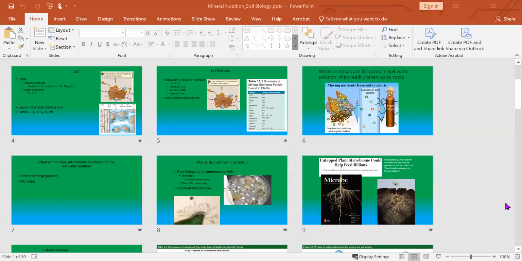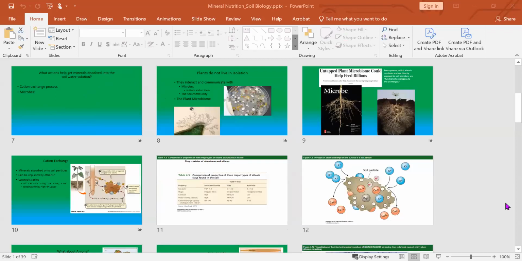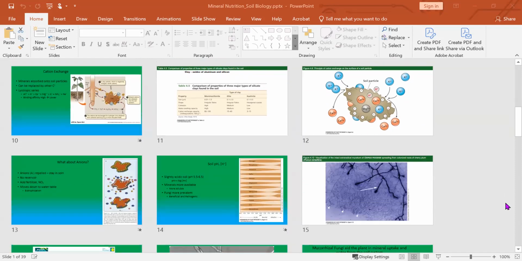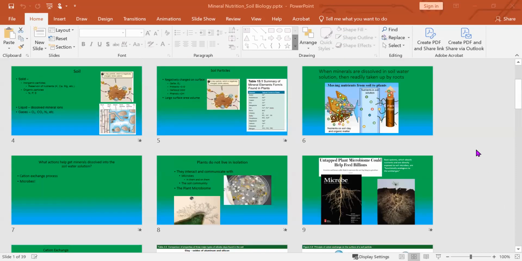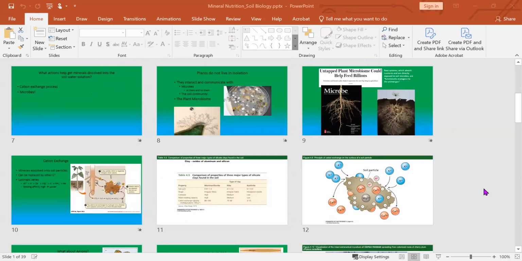What I think we left off with was the mineral nutrition. Okay, here's the mineral nutrition. The characteristics of the soil, that cation exchange idea. So once you have minerals getting into the water of the soil, you have to know the basics of how that happens. That's the cation exchange process.